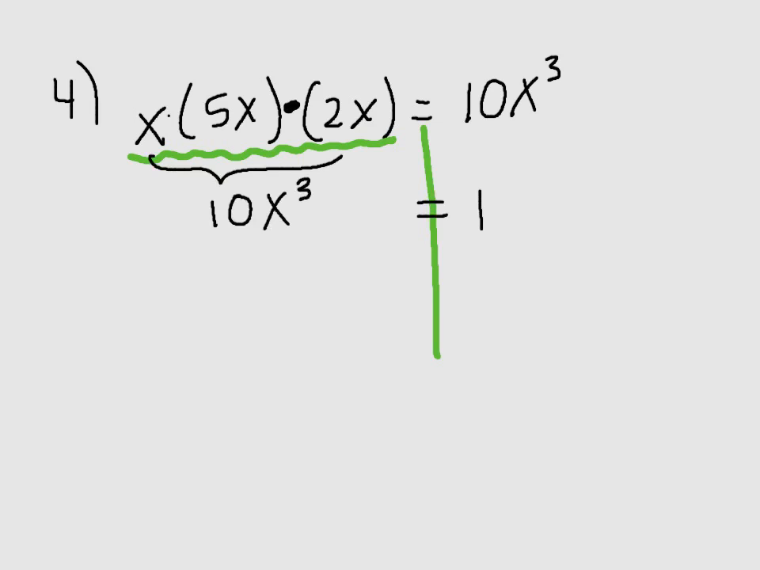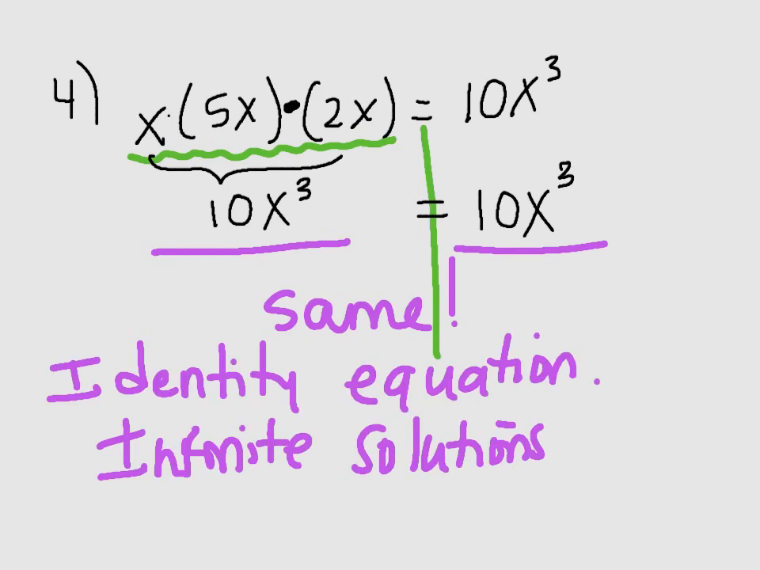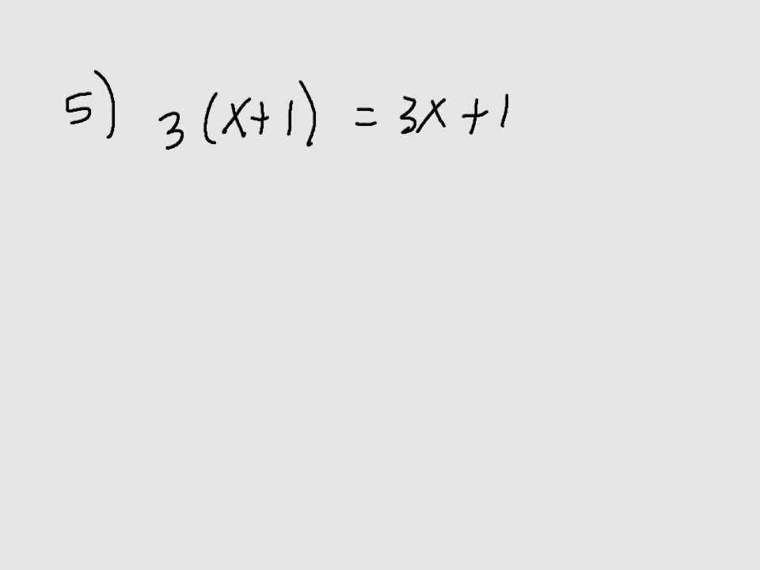And look at that. That's what we have on the other side. Both sides are the same again. So again, we have an identity equation with infinite solutions. Problem number 5. It looks like a lot of these are identity equations. This one kind of looks like it too. Let's see what happens on this one.